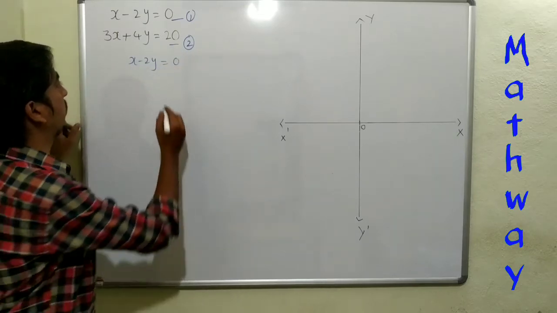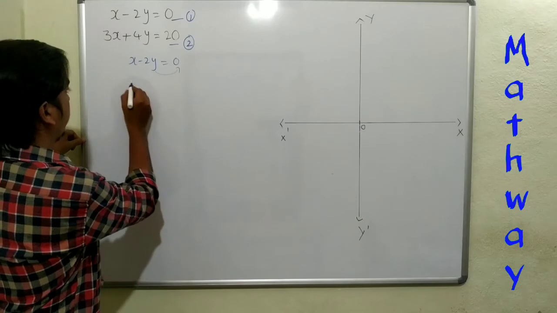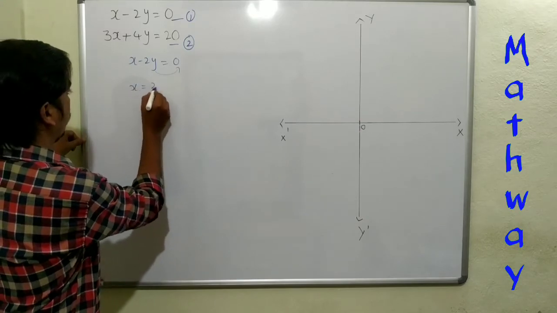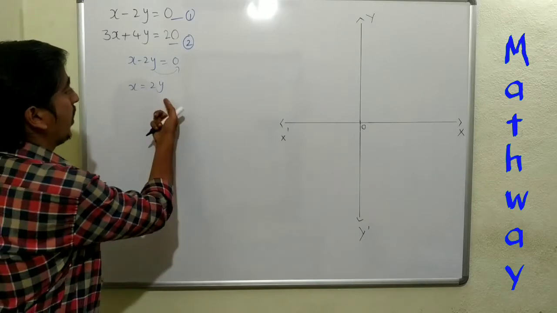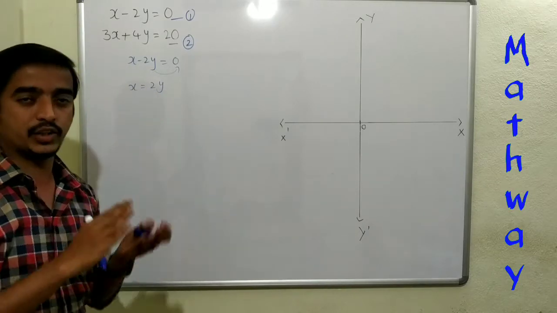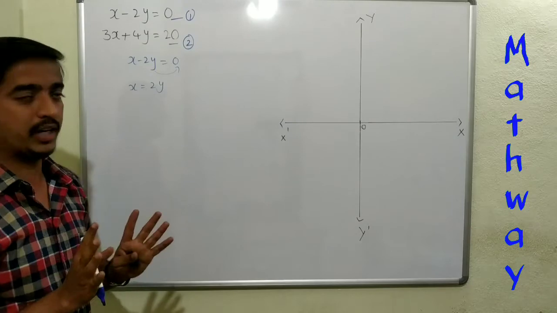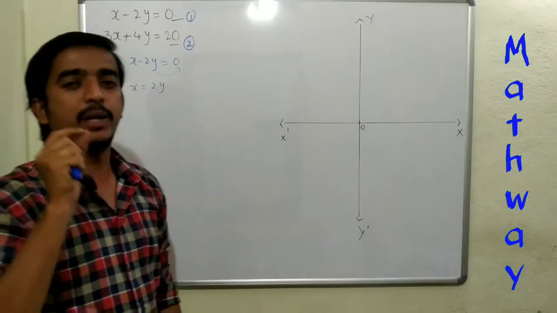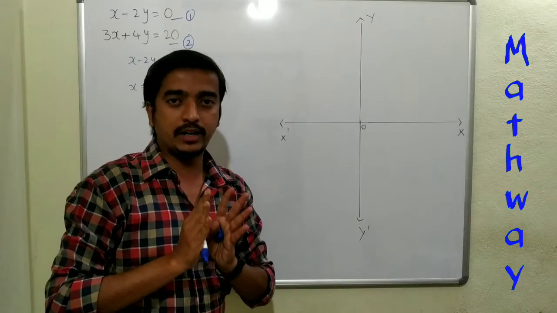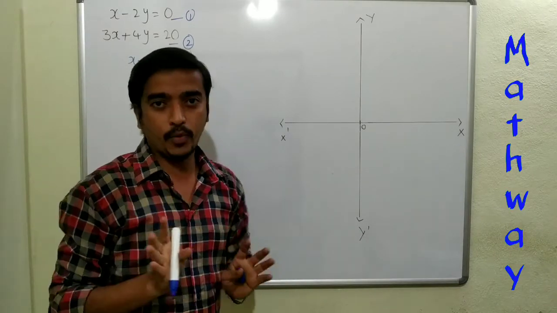If you transpose 2y, then it becomes x equals 2y. By substituting y values in this equation, we can get the x values, and then we will get the x, y coordinates. Now we are drawing the lines. A minimum of 2 points is enough to draw a line, so it is better to take only 2 points.